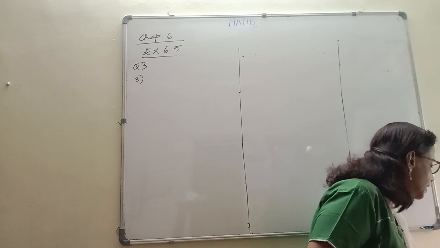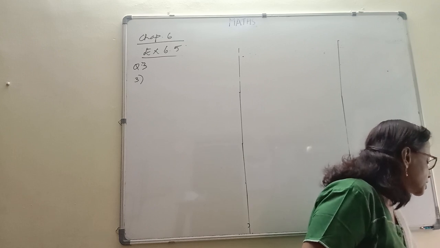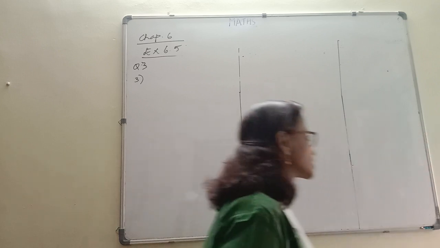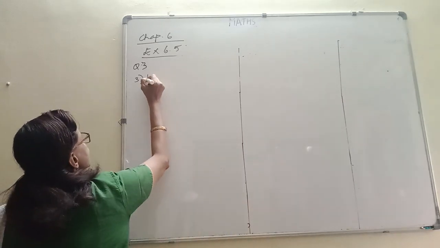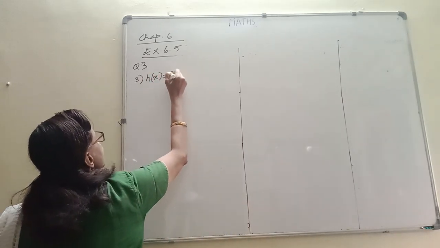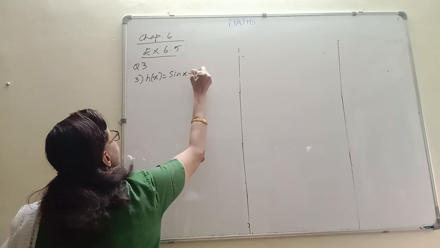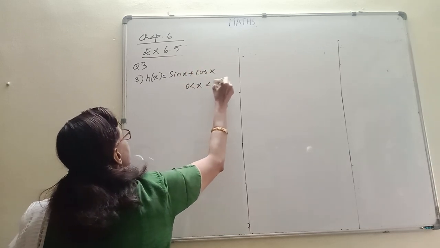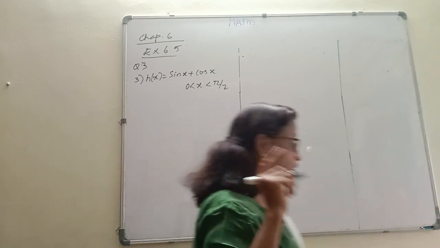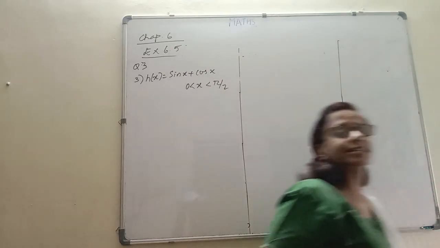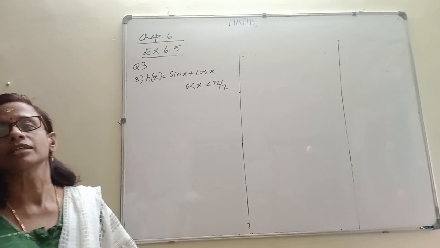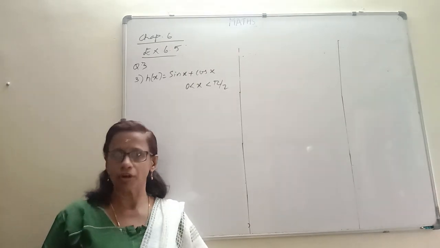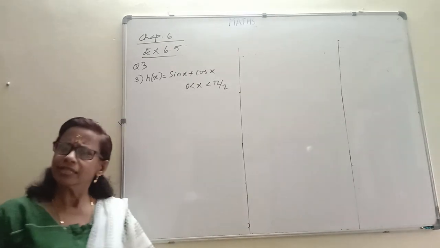So here it says that there is a function h of x which is sin x plus cos x, where x is between 0 and pi by 2. Let me check if it's a strict inequality. Yeah, it's a strict inequality. So x is a value between 0 and pi by 2. It's in the first quadrant. That's what it is. Let's see how to do it.